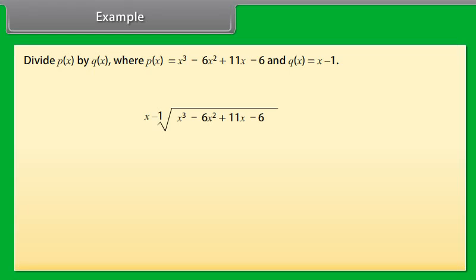Let's now see what remainder theorem says. Let p(x) be any polynomial of degree greater than or equal to 1 and let a be any real number. If p(x) is divided by the linear polynomial x minus a, then the remainder is p(a). This is known as remainder theorem.